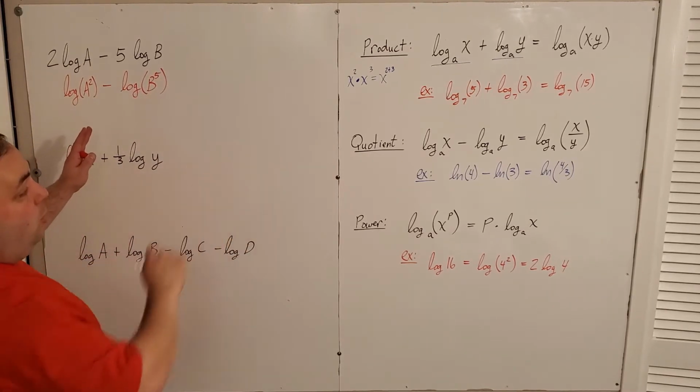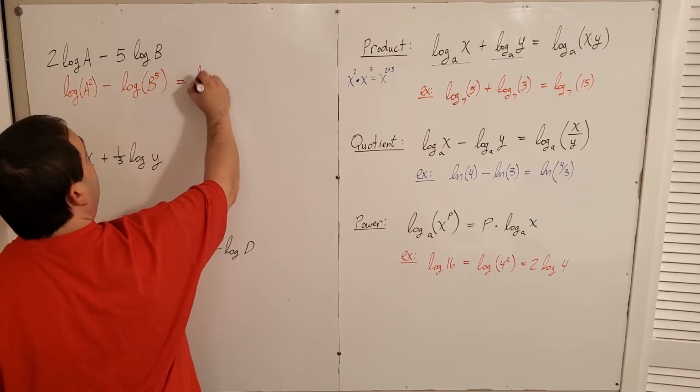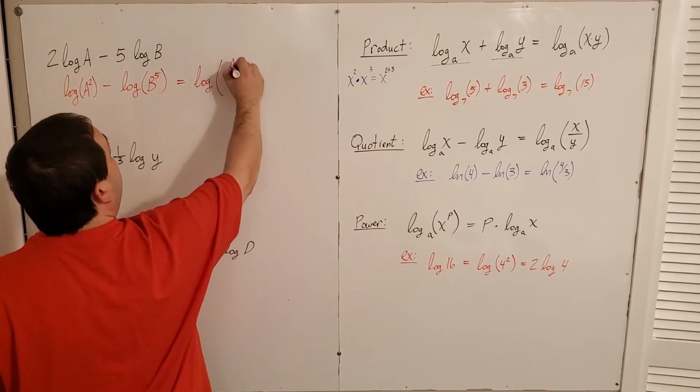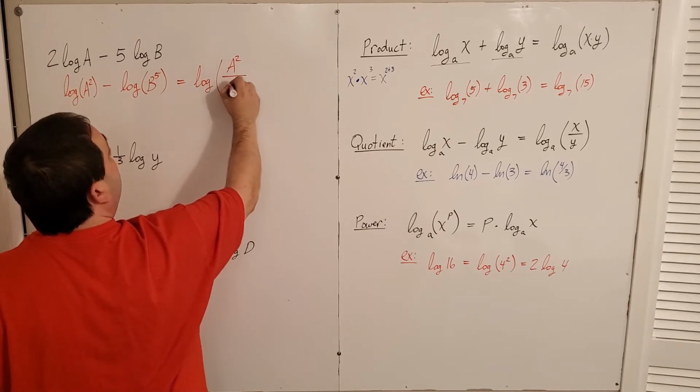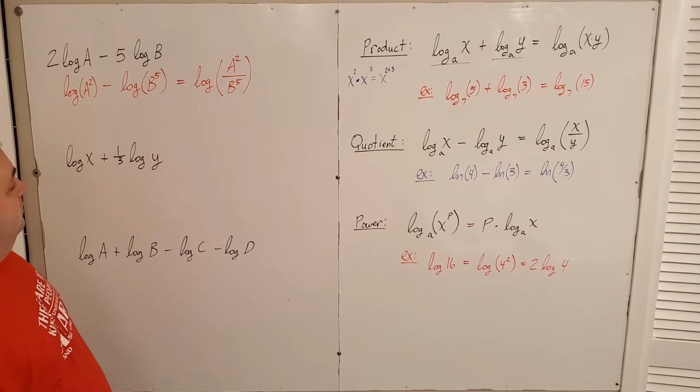Now it looks like the quotient property, in which case I can just say the log of a squared divided by b to the 5th. Okay?